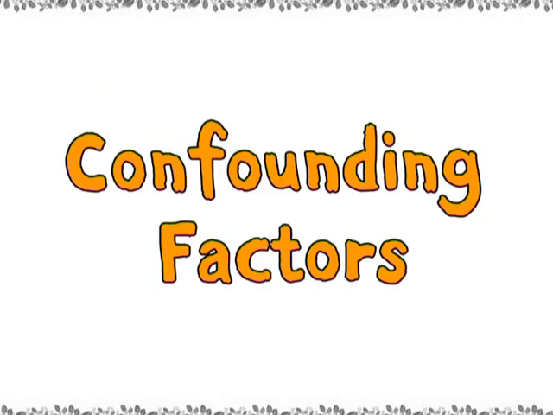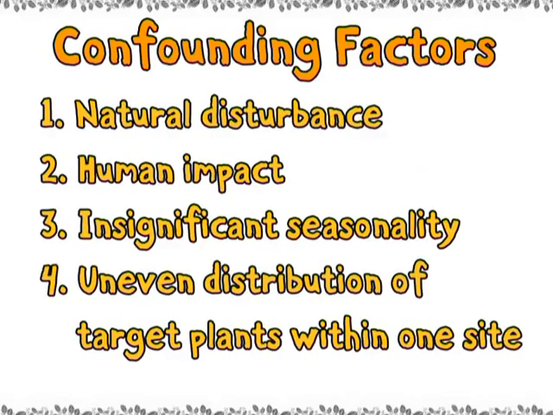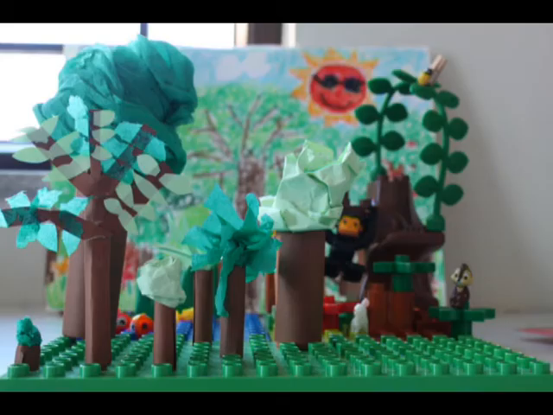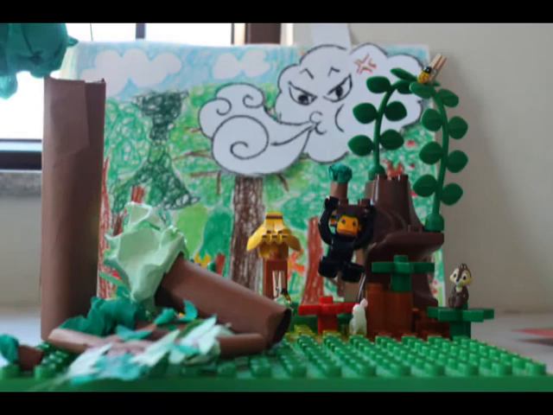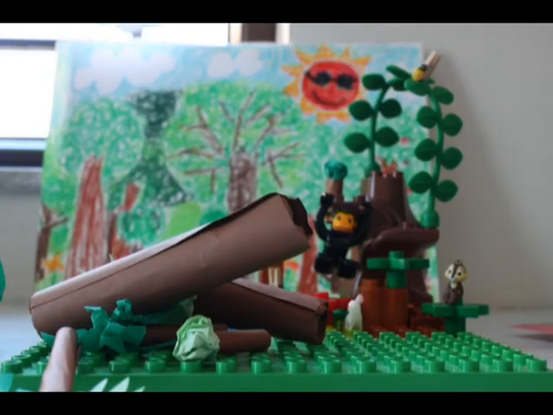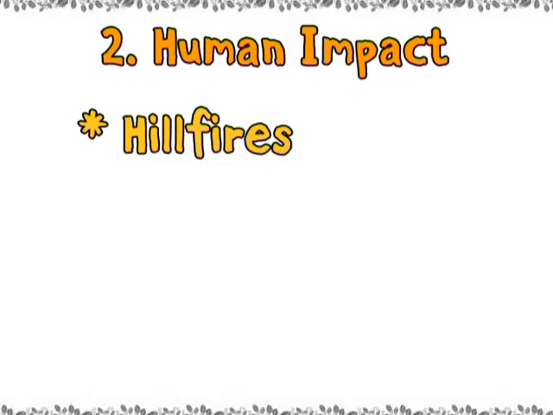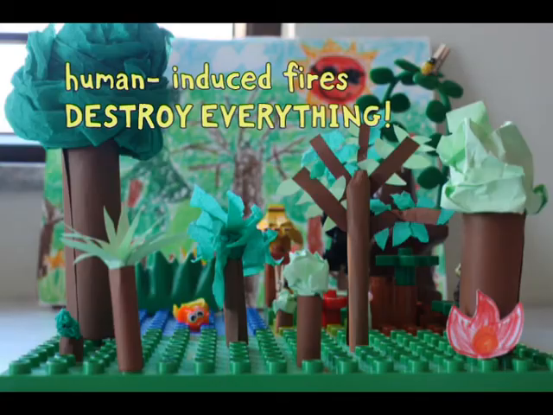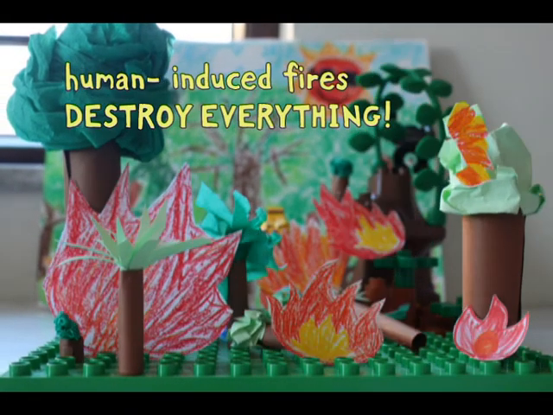Several confounding factors have been identified. Natural disturbances, including phenomena such as typhoons, cannot be controlled. Anthropogenic impacts include human-induced fires, and the result is self-explanatory.